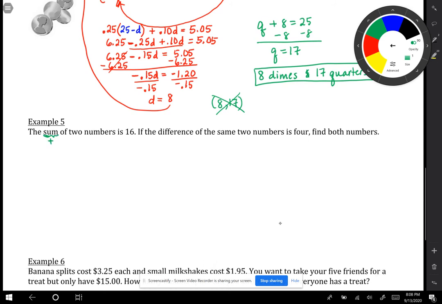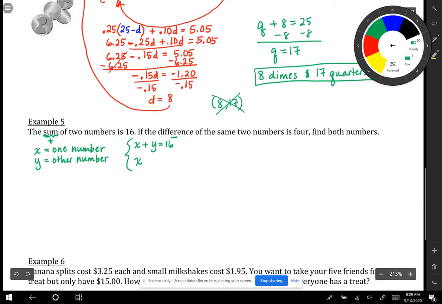If the difference, so difference means subtract, of the same two numbers is 4, find both numbers. So what we could do is let x be one number, y can be the other number. You can pick any variables you want, actually. The sum of two numbers, so x plus y equals 16. The difference of the same two is 4.